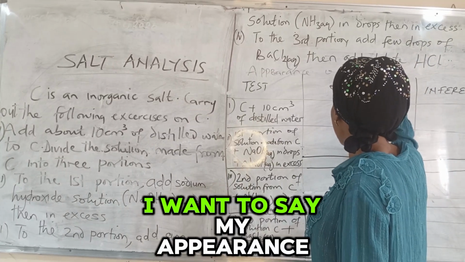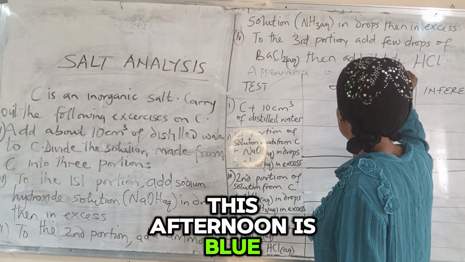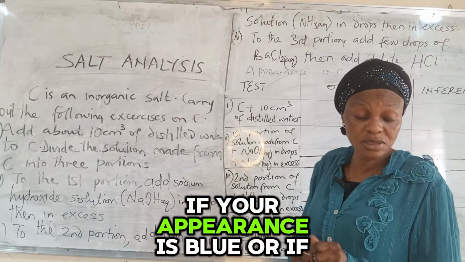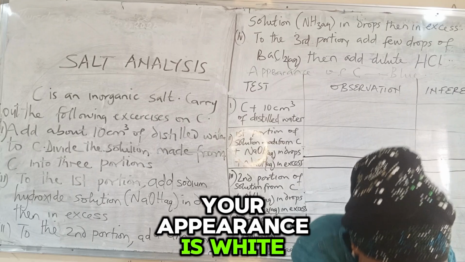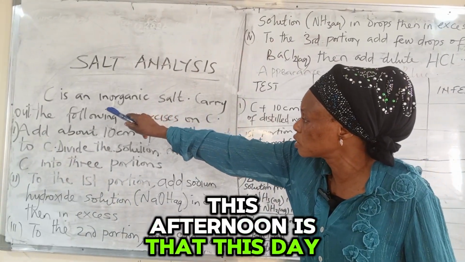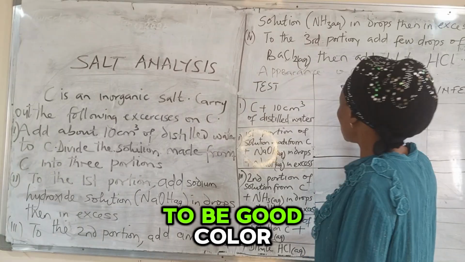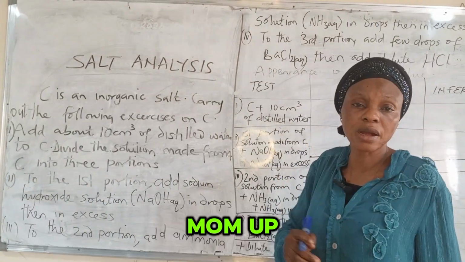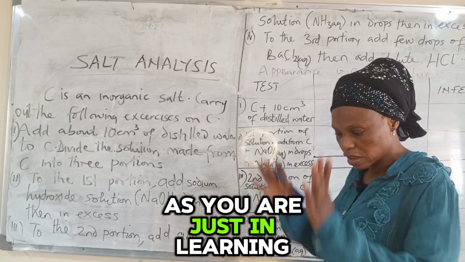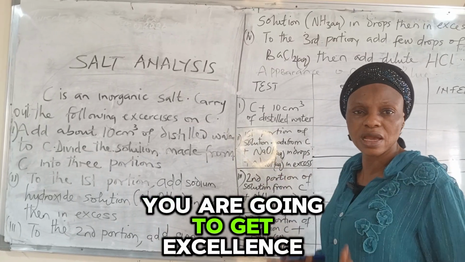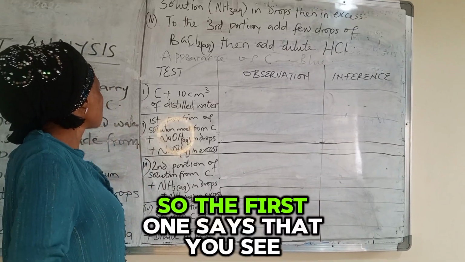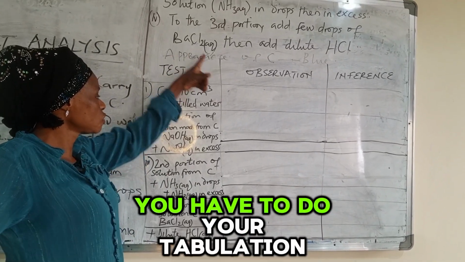I want to say my appearance this afternoon is blue. You understand? You look at what is given to you, if the appearance is blue or if the appearance is white. So my salt that I want this afternoon is C. It will be blue color. Put appearance, because it will earn you more marks, because we are working towards excellence. As you are just learning with us, you are going to get excellence in chemistry.